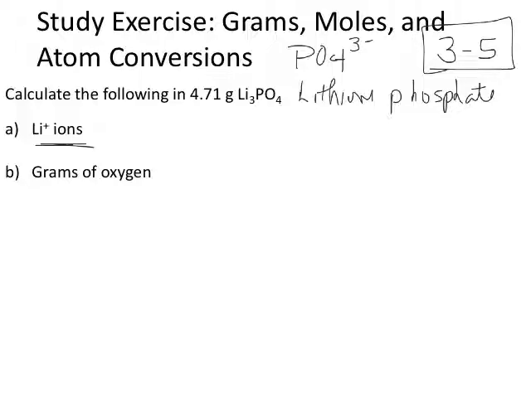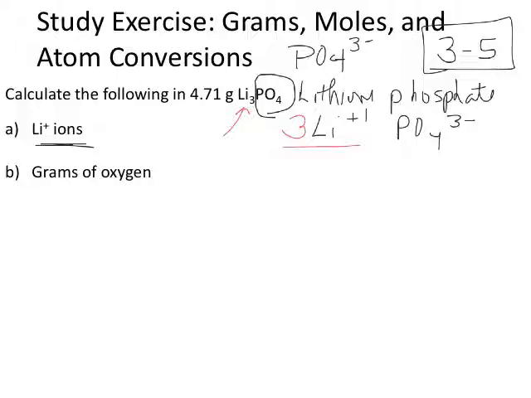And when you look at this, lithium is +1, phosphate is 3-. There's 1 phosphate because there's no parentheses, right? And then there are 3 lithium ions. So there's going to be 3 lithium ions. This is going to be important, that number 3.